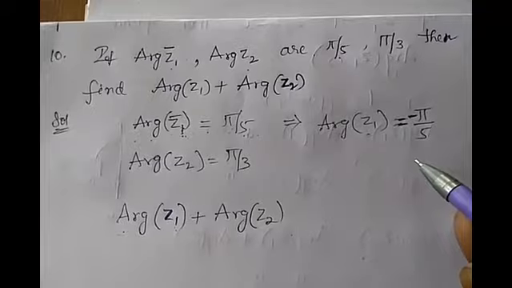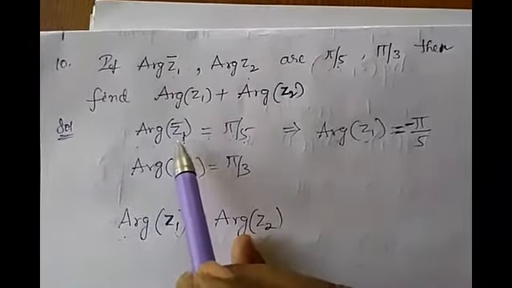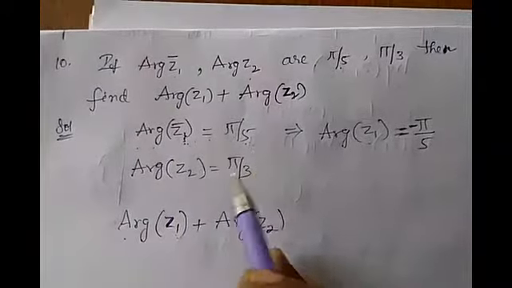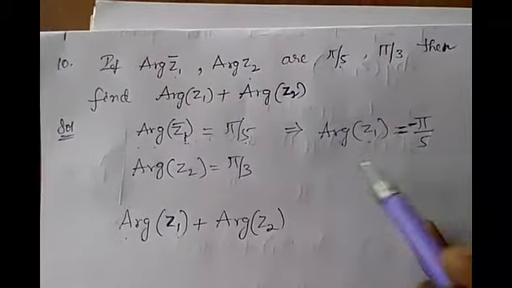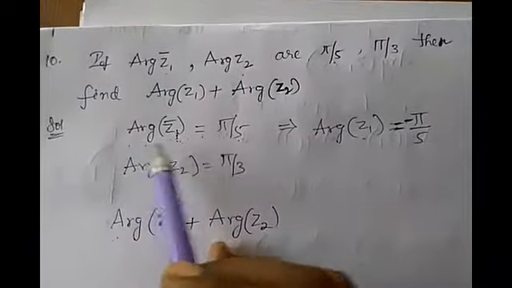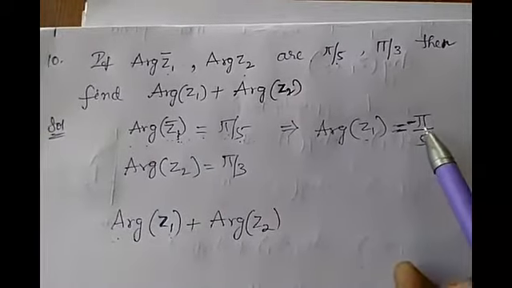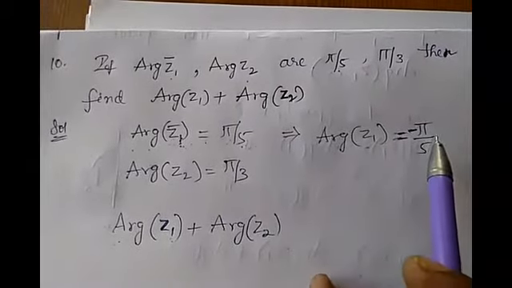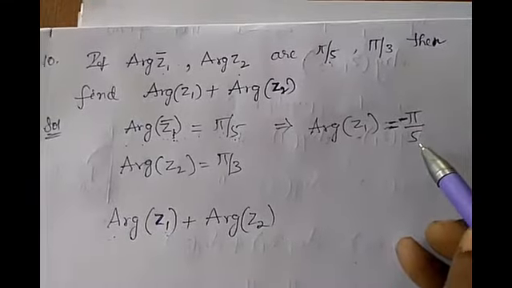Because Z1 and Z1 bar are the mirror images of each other. One is measured in the anti-clockwise direction and the other is measured in the clockwise direction. So the angle is the same but the sign is different. Here argument of Z1 bar equal to pi by 5. So argument of Z1 becomes what? Minus pi by 5. Simply change the sign of the angle. We get argument of Z1 is equal to minus pi by 5.